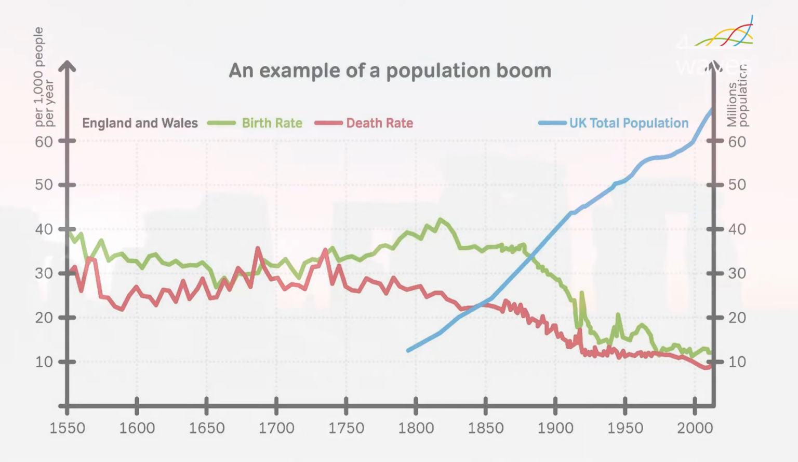At the beginning of its transition, most mothers would have 6 children, and during its demographic boom, its population tripled. 100 years later, this had fallen to 3. Now it is 1.8, well below the replacement rate of 2.1.